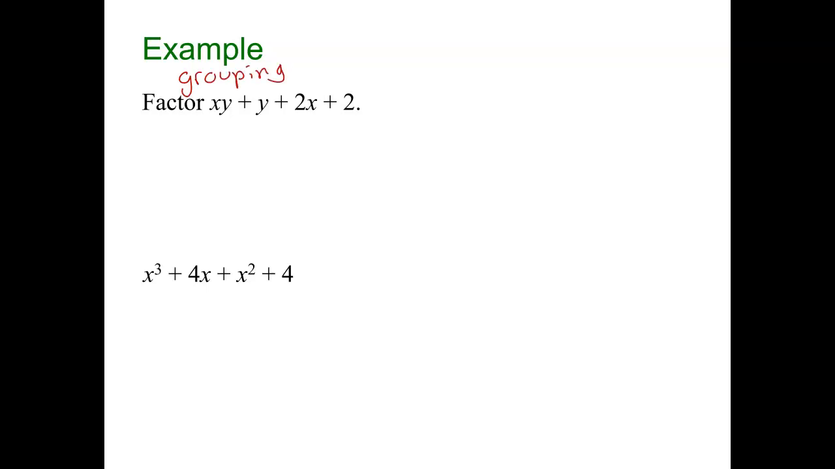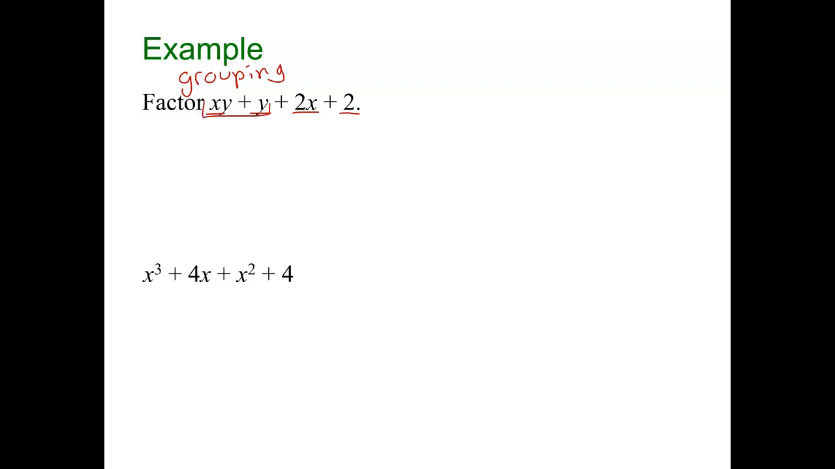Because if I look, do I have a factor that is common among all 4 of those? No, other than 1. But that doesn't help, right? Factor out of 1, nothing changes. So 1 is the only common factor among all of these, so I can't factor out a greatest common factor. But we can do what's called factor by grouping.